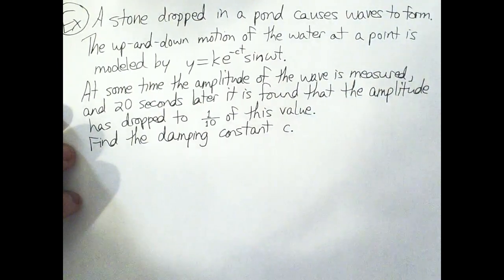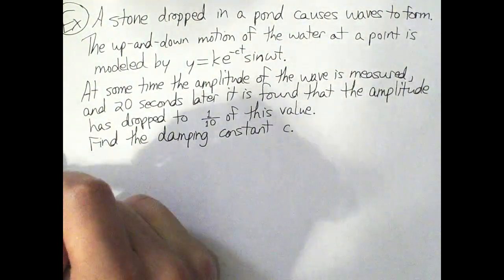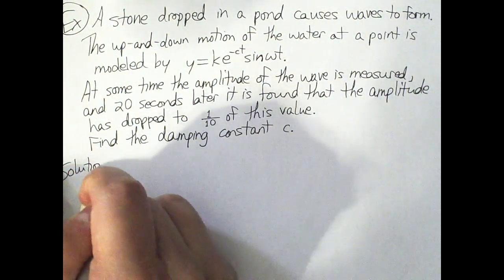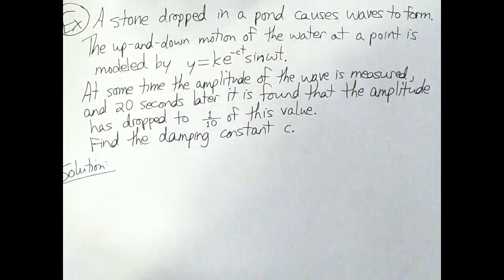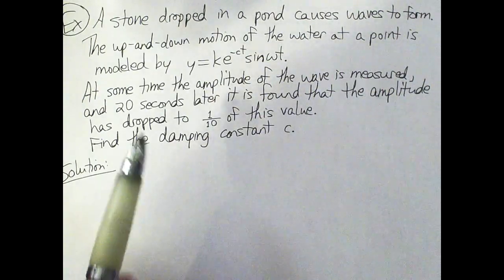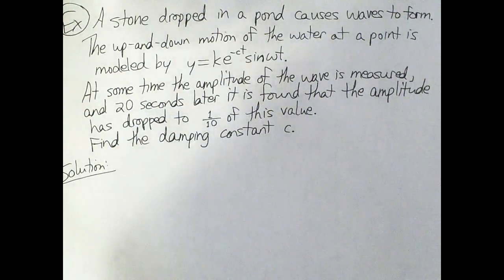This is a different kind of problem. All right, so this doesn't give us the constants K and C and omega. In fact, it's asking us to find one of them. But it did give us some information. There's something about 20 seconds. There's something about 1/10. So here's what we'll do.